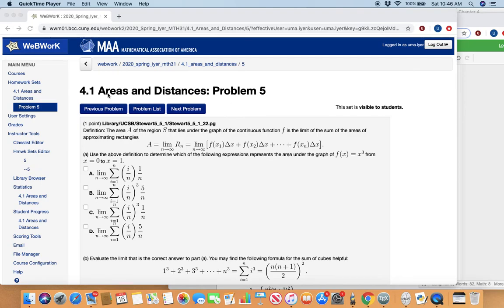This is problem 5, section 4.1. The area A of the region S that lies under the graph of the continuous function f is the limit of sums Rn. Now, if you have gone through problems 1, 2, 3, 4, you will now understand what this is. Use this definition to determine which of these expressions represents the area under the graph f(x) equals x cubed from x equals 0 to 1.